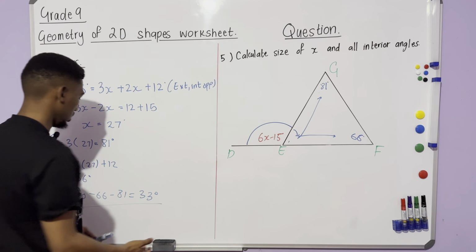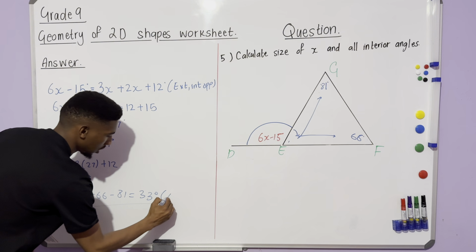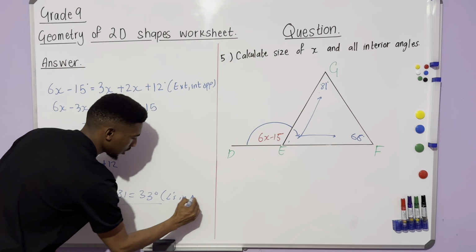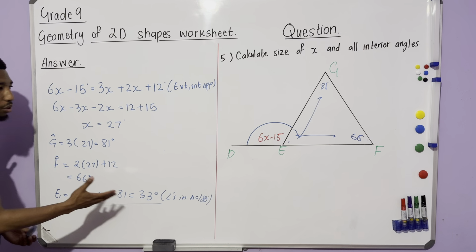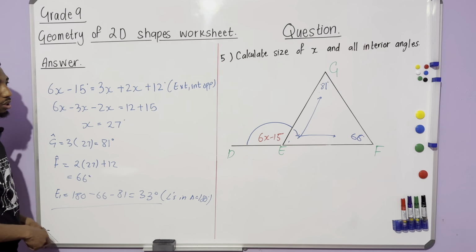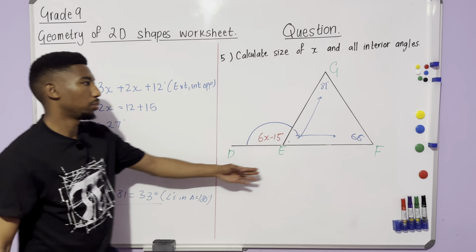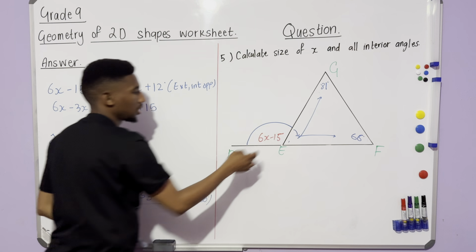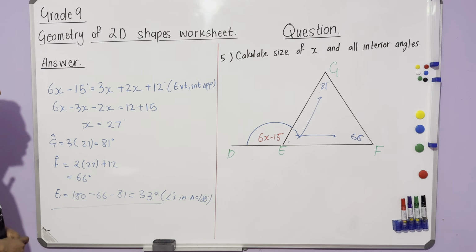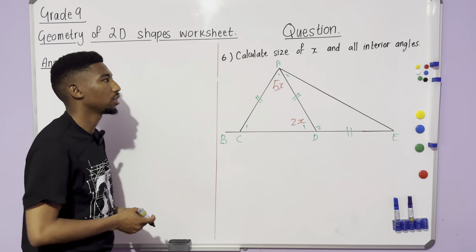Your reasoning here is angles in a triangle equal 180. I'm just quickly going through this because it is the triangle property, and I'm sure we're all familiar with the angles inside the triangle equaling 180 degrees. Okay, let's have a look at number 6.